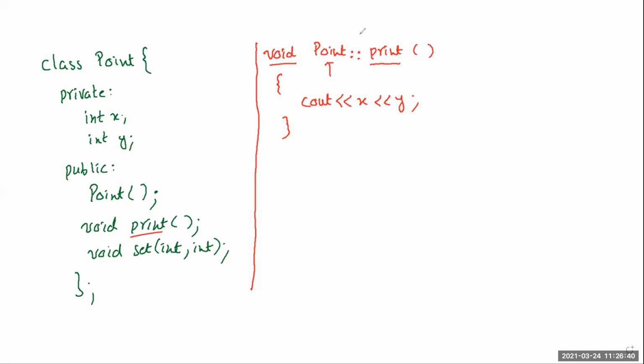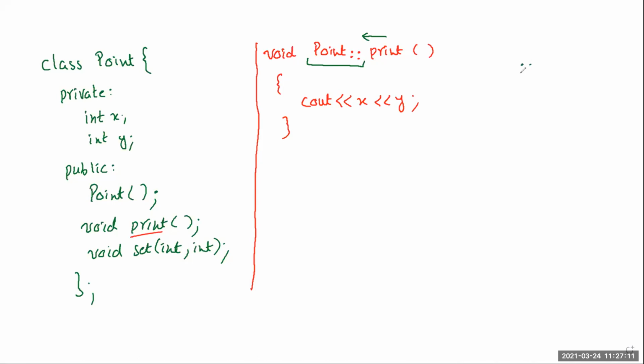Let me just clean it and then I explain. So just to make it visible. Now you see what we have done. This is a new part we have added, before the name of the function. Print was the name of the function, and after the return type we put the name of the class and the scope resolution operator. How do you read it? You read it in this direction: print function which belongs to class point.